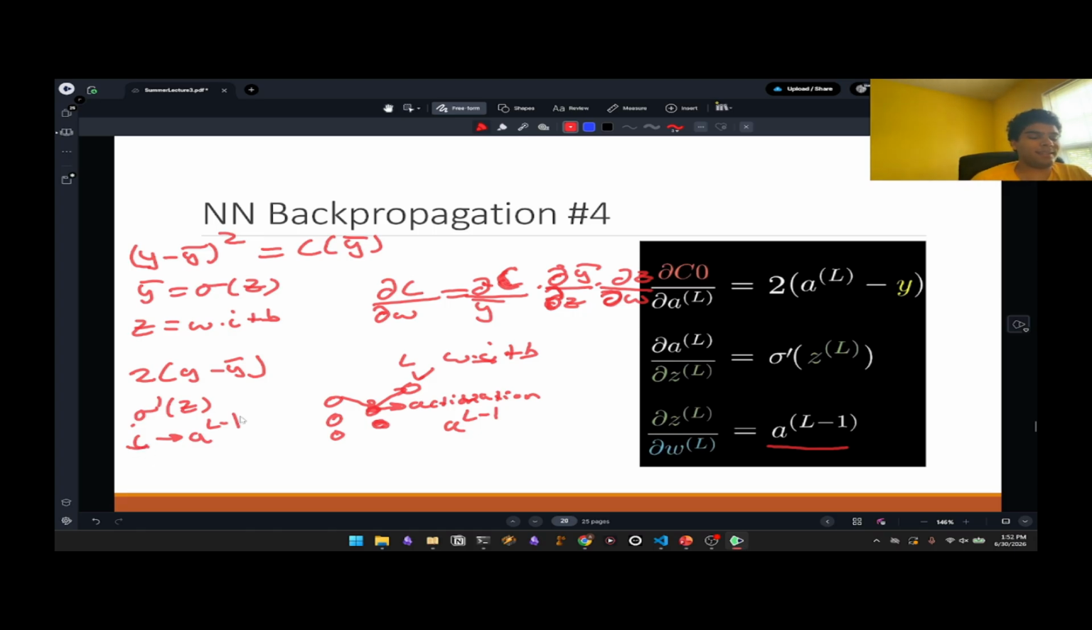Okay, so that's concretely what the chain rule does. If we multiply all of these together, then we can see how your cost changes with respect to a weight. That's it.